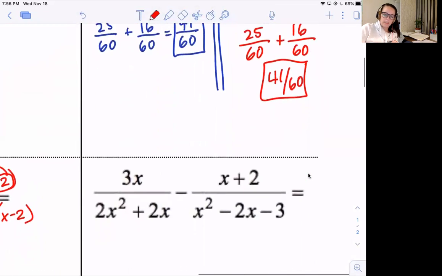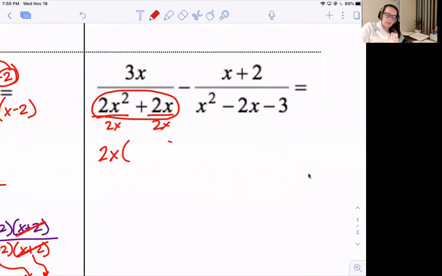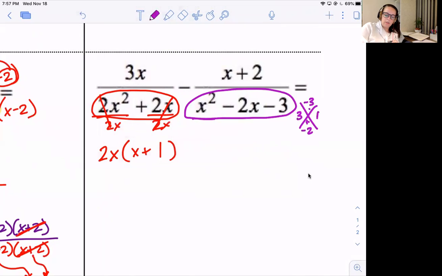So for example, this problem here, I'm going to go ahead and break down this denominator to see what's in here. So I see that they have 2x in common. So I'm going to factor out a GCF of 2x. That's going to leave me with x plus 1. That's my red denominator. In my purple denominator here, I'm thinking what multiplies to get negative 3 and adds to get negative 2? 3 and 1, negative 3. So for the purple denominator, I'd have x minus 3 and x plus 1.